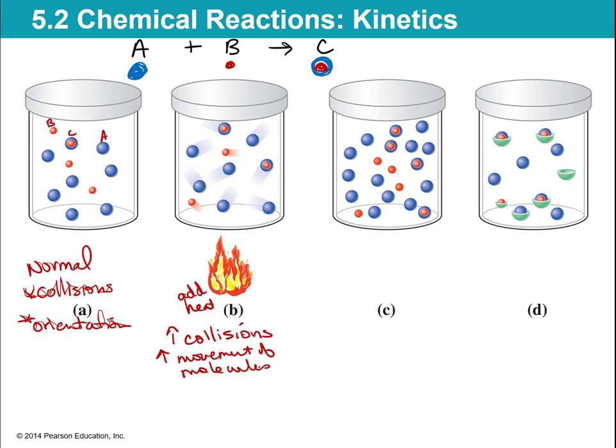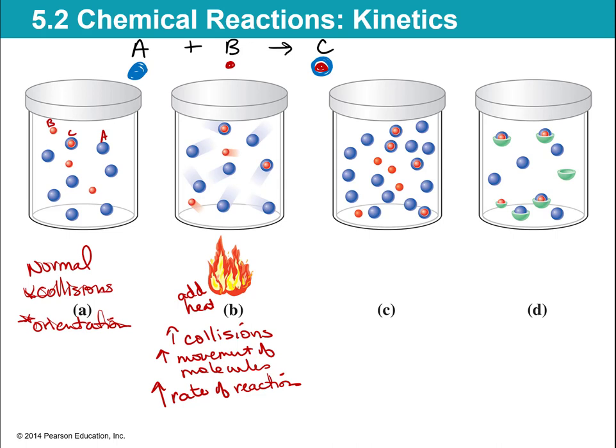So what would you expect this to do to the rate? Is the reaction going to happen faster or slower? Faster. In fact, when you look at this, do you see that there's two C's instead of just one? So in the same period of time, you would have more product. The speed of the reaction increases. And so this is why you cook stuff.